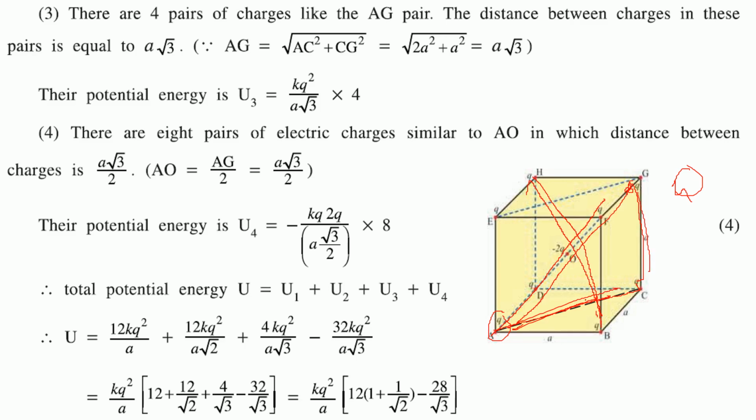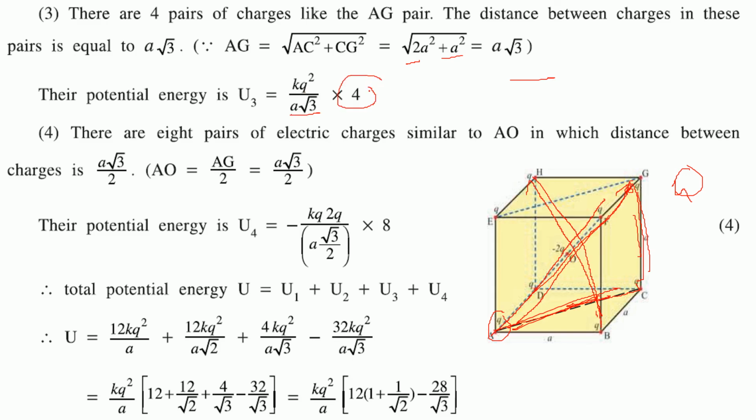This is A. So A root 2 squared plus A square will be equal to this diagonal. So 2A square plus A square, under root, will be A root 3. So what will be U3? Again, K into Q square by the distance, into 4, as there are 4 pairs.